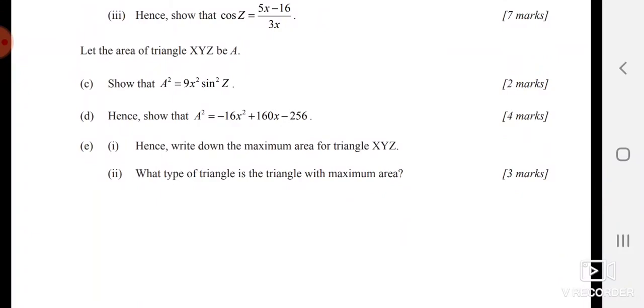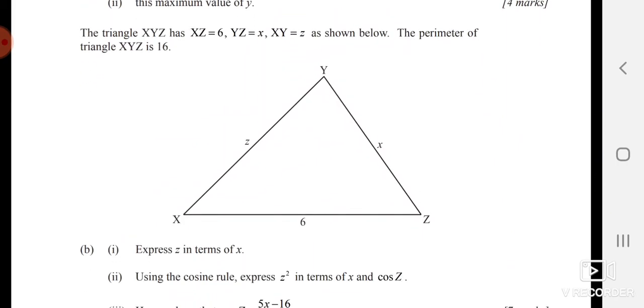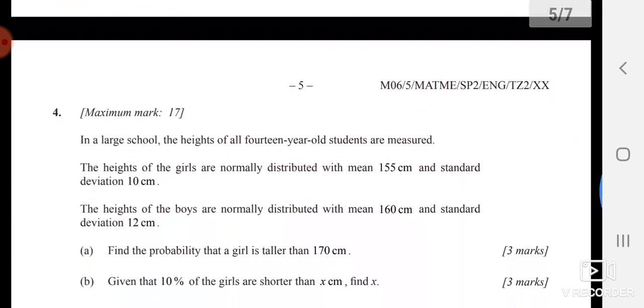Okay. And now, what type of triangle is the triangle with maximum area? Already you have done that. The value of x is 5, and if x is 5 and the other length is 6, the remaining length z would also be 5. So there are two lengths which are equal to 5 each, so this triangle becomes an isosceles triangle. Hopefully you understand this, my dear.